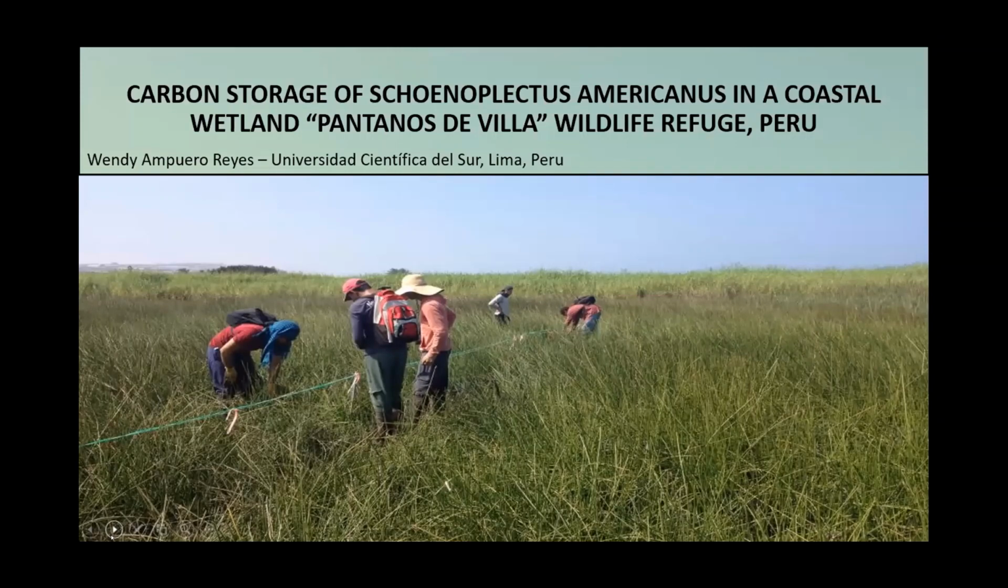Okay, awesome. So I'm going to talk about the carbon storage of Conoplectus americanus in coastal wetland Pantanos de Villa, wildlife refuge in Peru. So this is a picture of the field site. So it's important to mention that this is a salt marsh. It's a protected natural area, and also it's a Ramsar site.